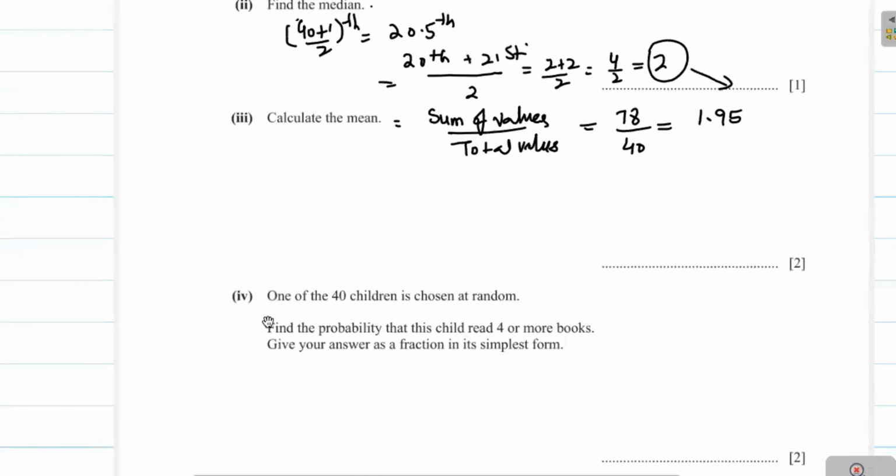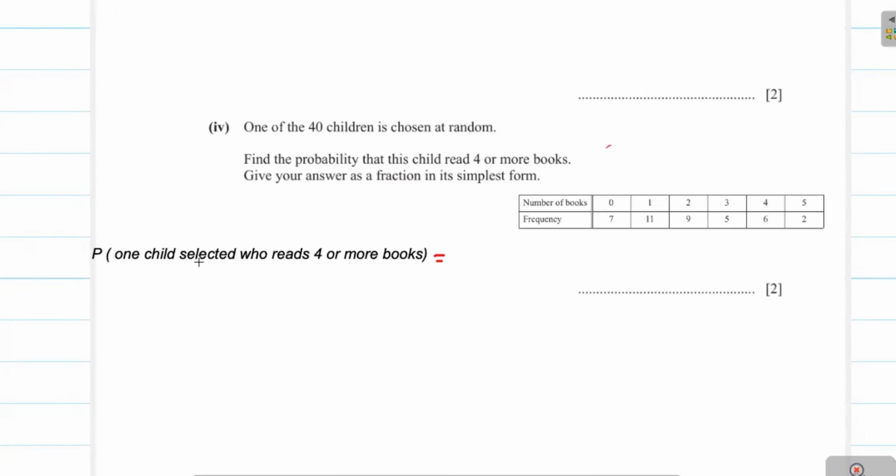Next is the part fourth. 1 of 40 children is chosen at random. Find the probability that this child read 4 or more books. Give your answer as a fraction in simplest form. Now the probability that one child selected reads 4 or more books is equal to the total number of children who read 4 or more books. You see here, the total number of children who read 4 or more books are 6 plus 2, divided by the total number of children. The total number here is 40. Therefore, 8 over 40, and this will be equal to 1 over 5. And this is the answer.